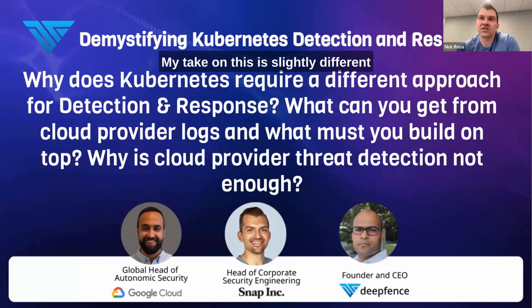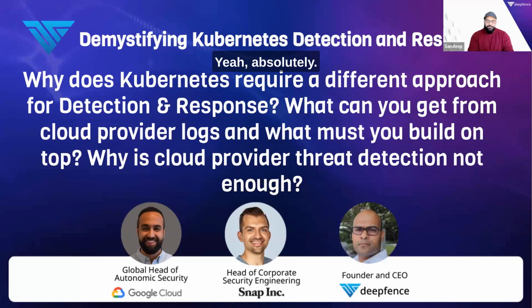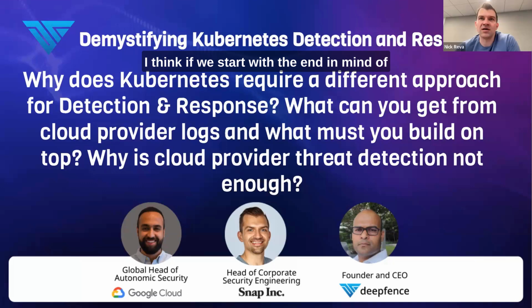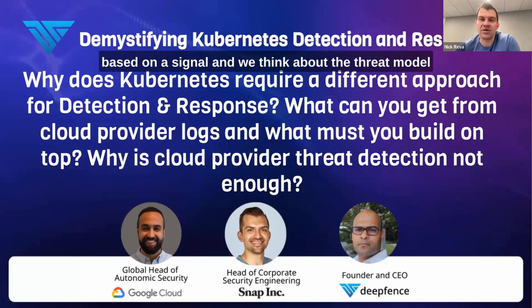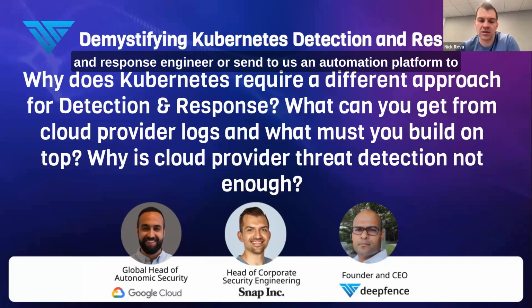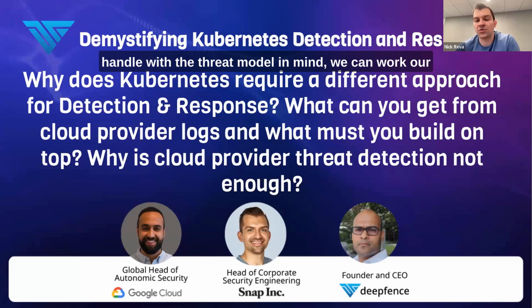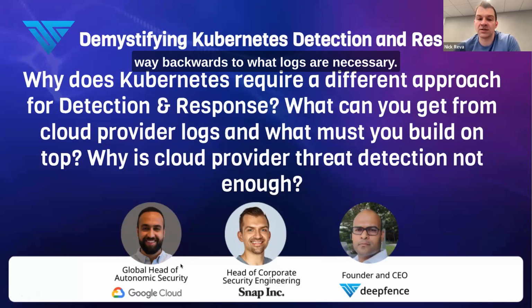My take on this is slightly different, Sandeep. I'd like to share it. Yeah, I absolutely think if we start with the end in mind of how detection and response engineers actually respond and triage an alert based on a signal, and we think about the threat model for what we want to find, and then work backwards from there to what required log sources are necessary for us to satisfy the ability to detect that threat model with a signal, sent to a detection and response engineer, or sent to an automation platform to handle. With the threat model in mind, we can work our way backwards to what logs are necessary.